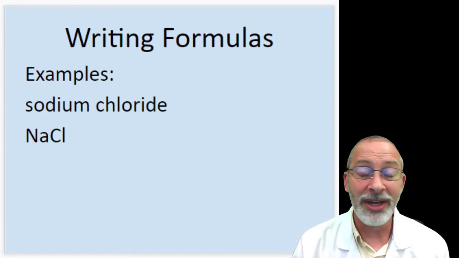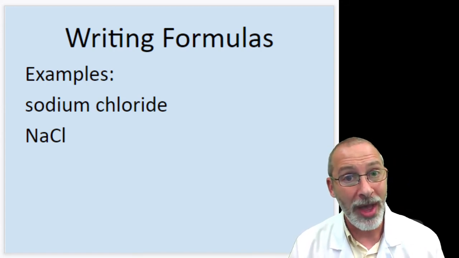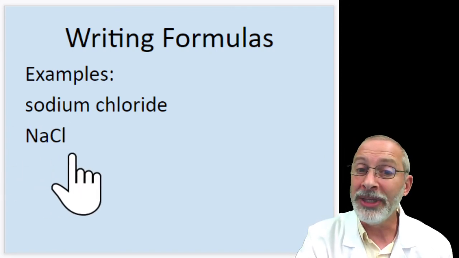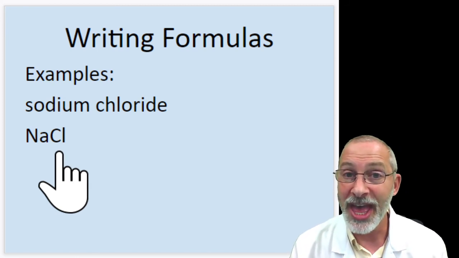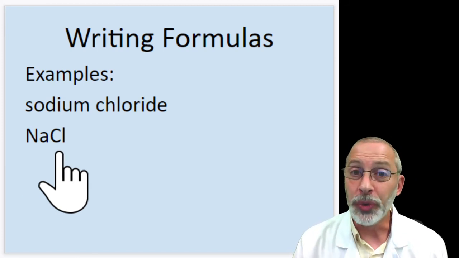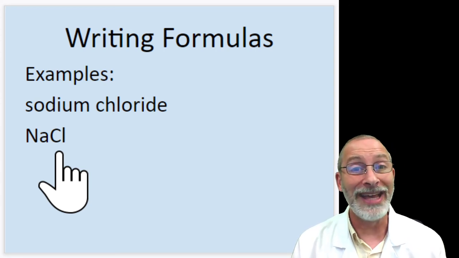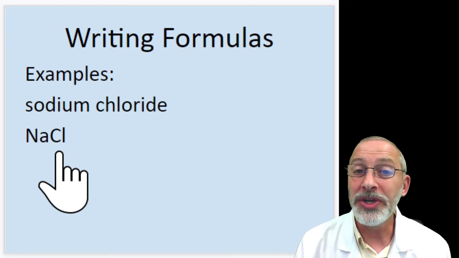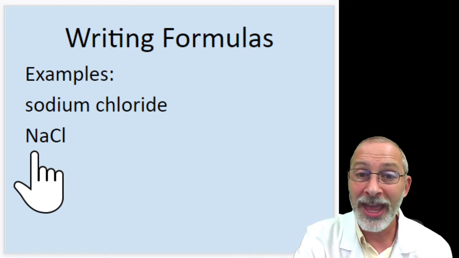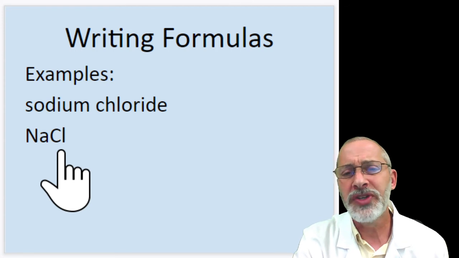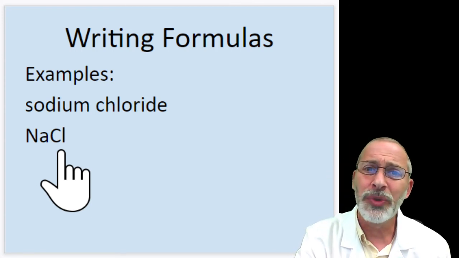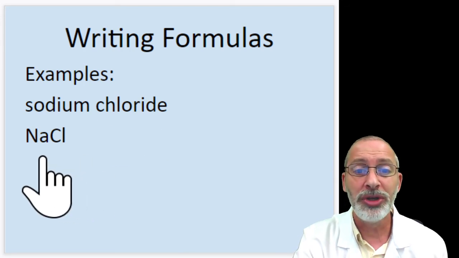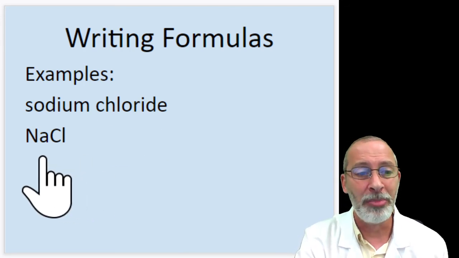Now, this can be done in reverse as well. For instance, if I gave you the chemical formula NaCl, you would be able to identify the names of those two symbols and then write the words down, sodium for Na, chlorine for Cl, but take off the last letters and add IDE to turn it into chloride. You could have named that chemical compound.